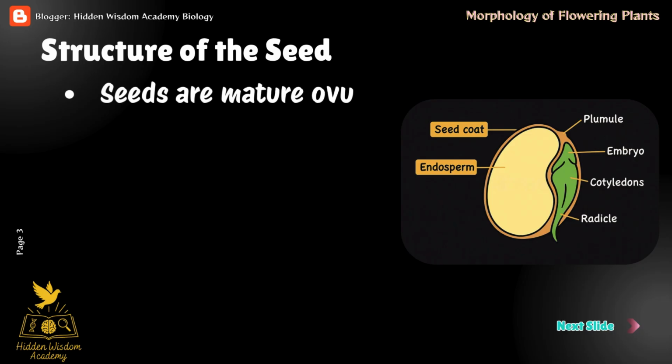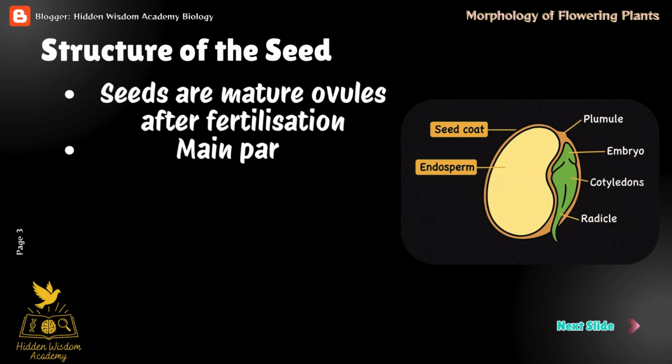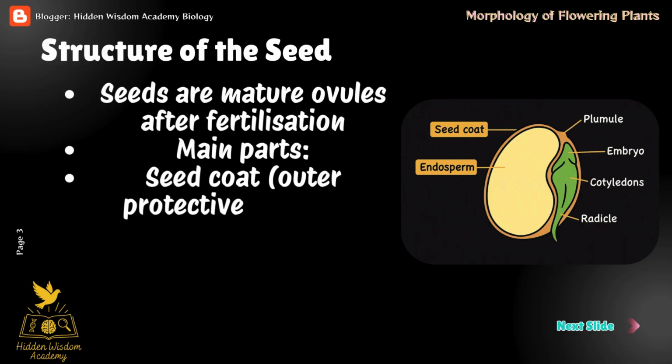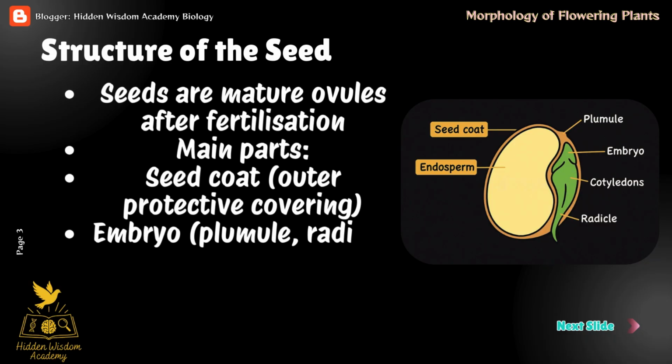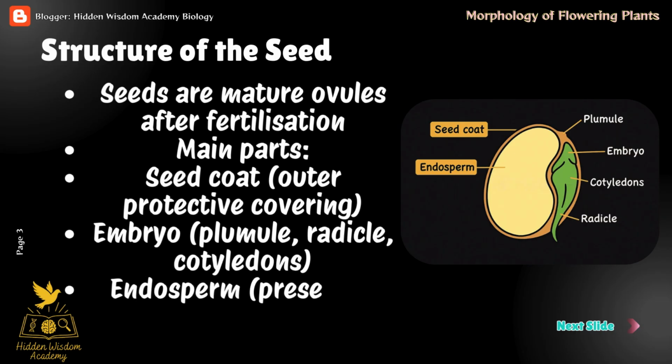Let's start with structure of the seed. A seed is a mature ovule formed after fertilization. It has 3 main parts. The seed coat protects the seed. The embryo is the baby plant with a plumule (shoot), radicle (root), and cotyledons, which store food. Some seeds also have an endosperm that provides extra nutrition to the embryo.